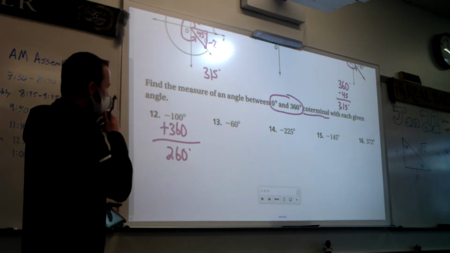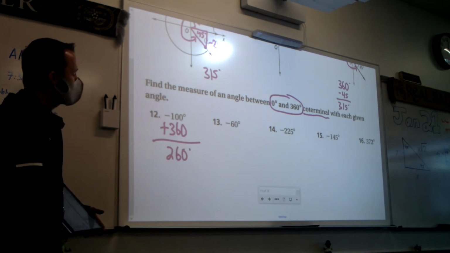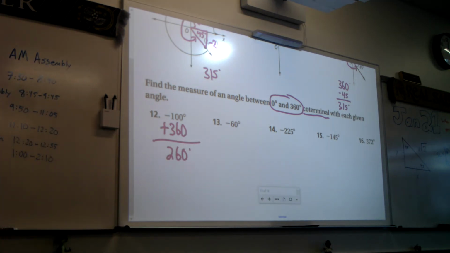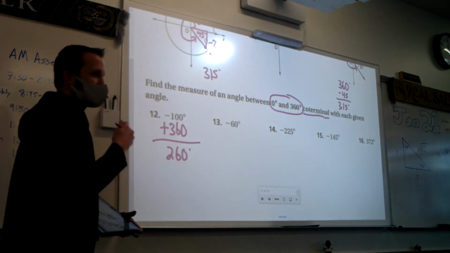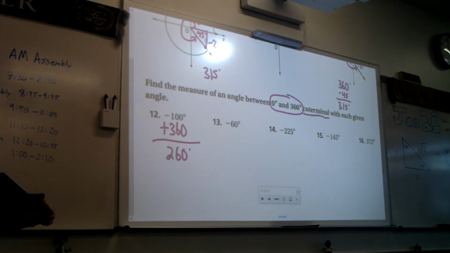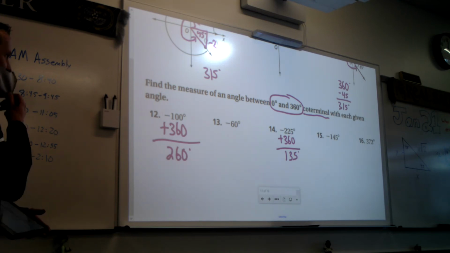Now, I'm not going to do all of them. Let's just jump to 14. What would you guys say on 14? Are we going to add 360 or subtract 360? Since it's negative, if we subtracted, it would be even more negative, and we want it to be between 0 and 360. So we're actually not going to subtract. What are we going to do? Let's add 360, which I believe gives us 135. But someone can check me on that, right?